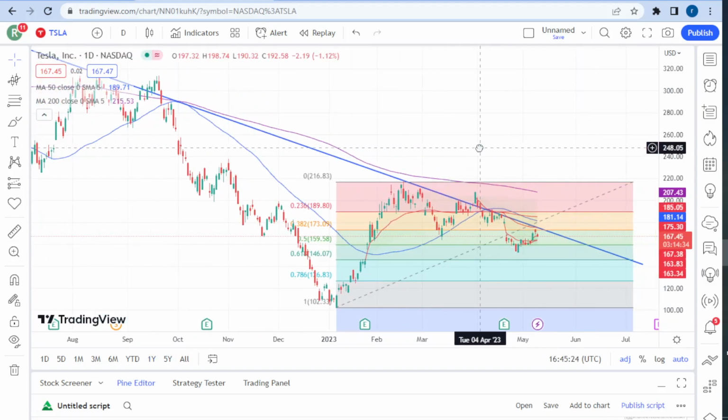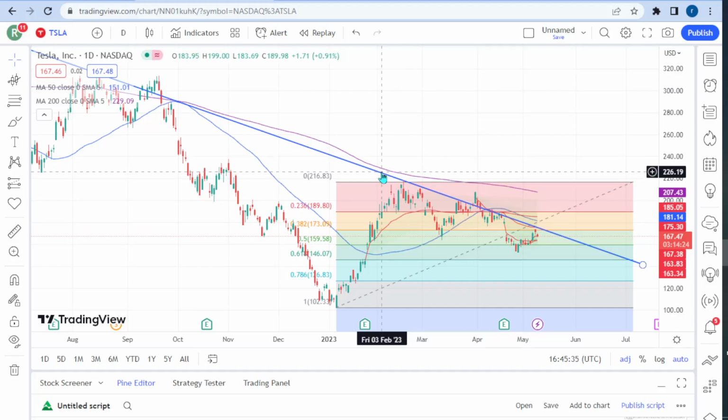So as of right now, I would pay a lot of attention to the fib retracements and the moving averages, as well as that resistance line. But the gaps and the anchored VWAPs are going to give you some ideas of where we might fall to if we start breaking these fib retracement levels.